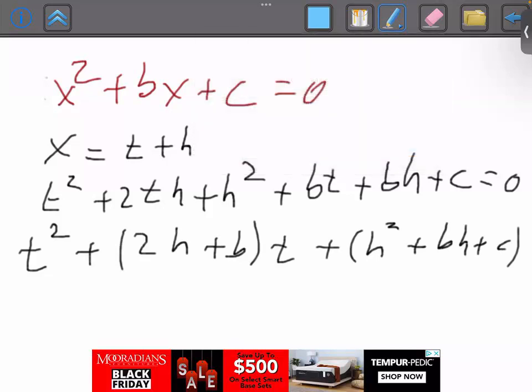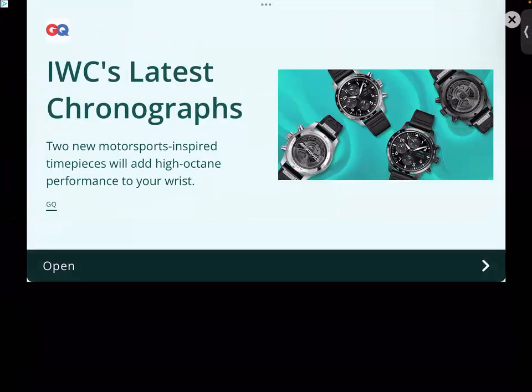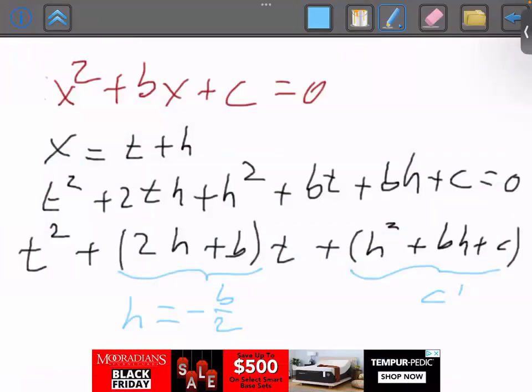Have I done this correctly? I don't really care what the constant term is. What I really care about is, here is my coefficient of t. What should I take h to equal? I can take h to be anything. What should I take h to equal? Negative b over 2. Let's call this c prime, and then we would get t squared plus c prime equals 0.